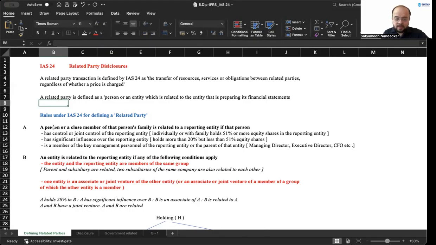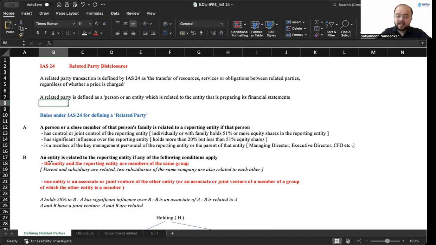Okay, a person or close member of that person's family is related to a reporting entity if that person has control or joint control of the reporting entity, has significant influence over the reporting entity, is a member of the key management personnel of the reporting entity or the parent of that entity. So if I hold more than 51% shares in a company, that means I have control over the company. I am a related party.